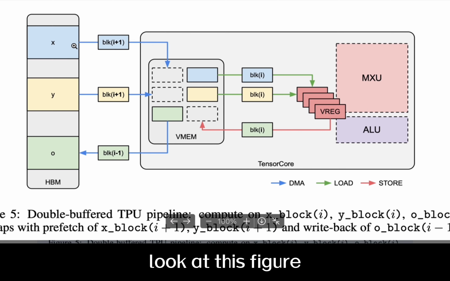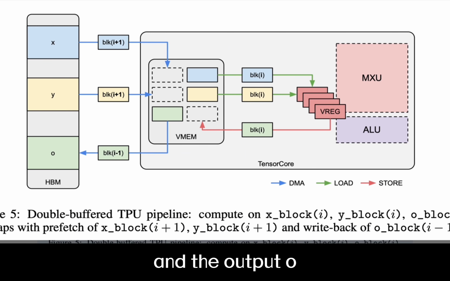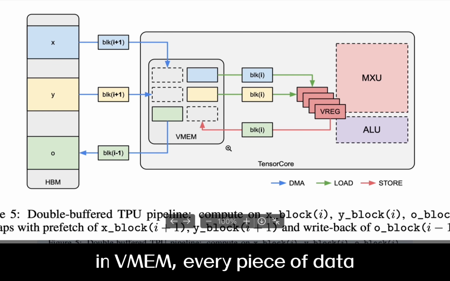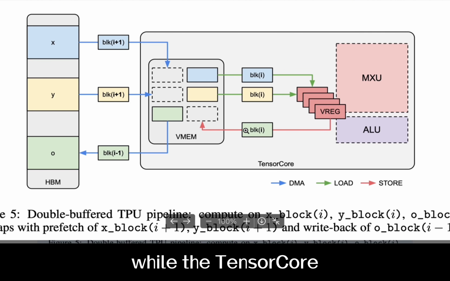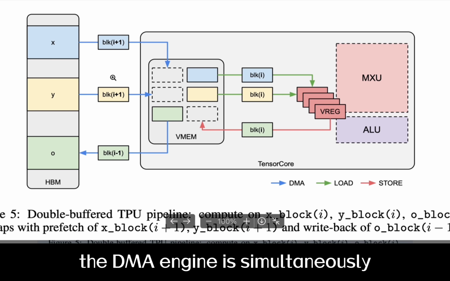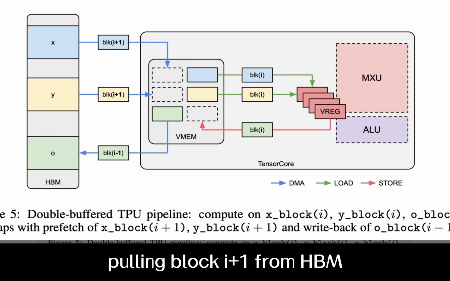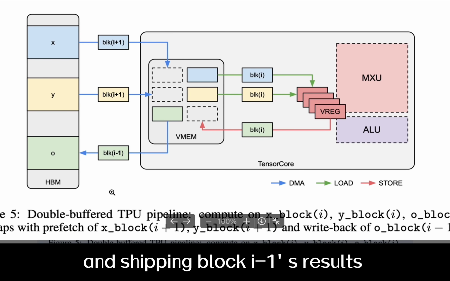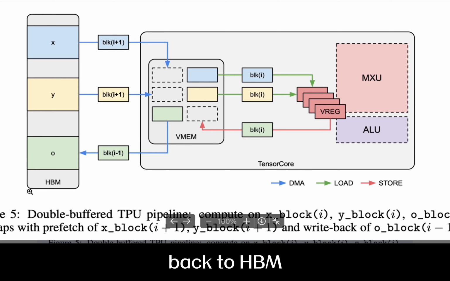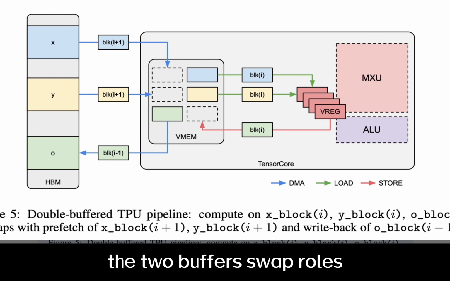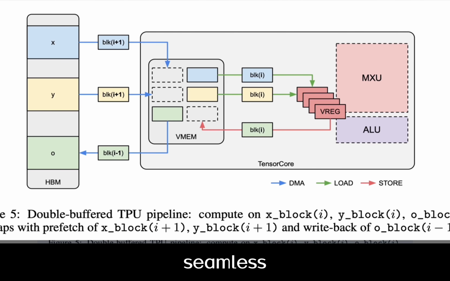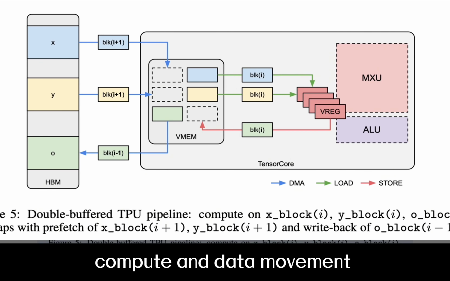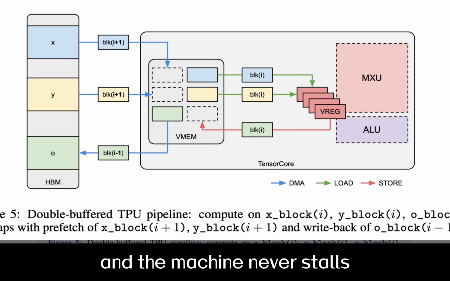Look at this figure. HBM holds the inputs X, Y, and the output O. In VMEM, every piece of data gets two buffers. While the tensor core is computing for block i, the DMA engine is simultaneously pulling block i plus 1 from HBM into the other buffer and shipping block i minus 1's results back to HBM. When block i finishes, the two buffers swap roles. Seamless. Compute and data movement fully overlap, and the machine never stalls.